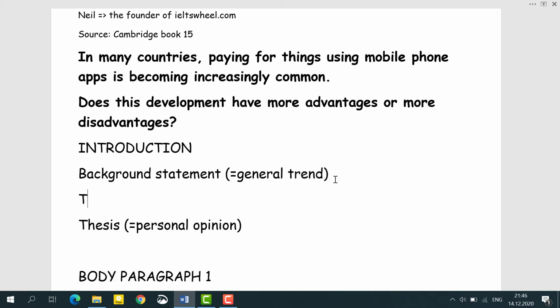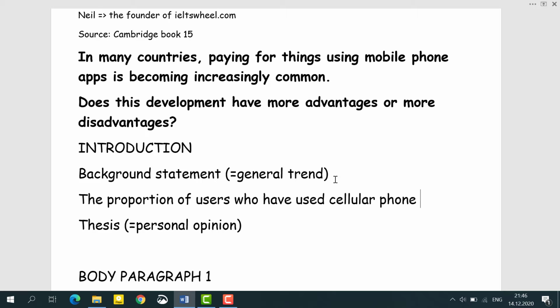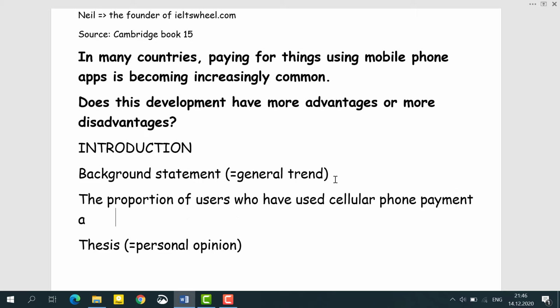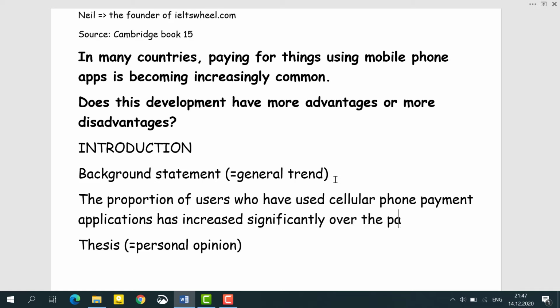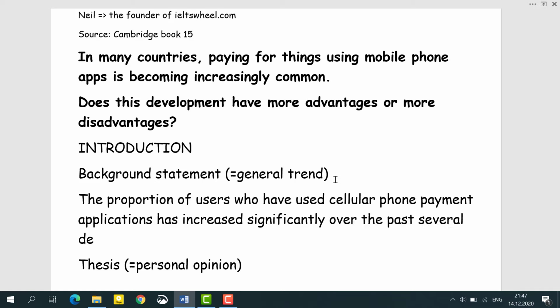Let's write something like this: the proportion of users who have used cellular phone payment applications has increased significantly over the past several decades.